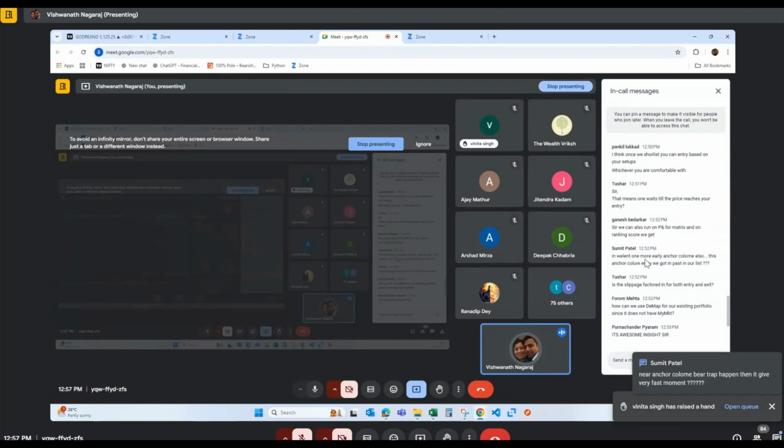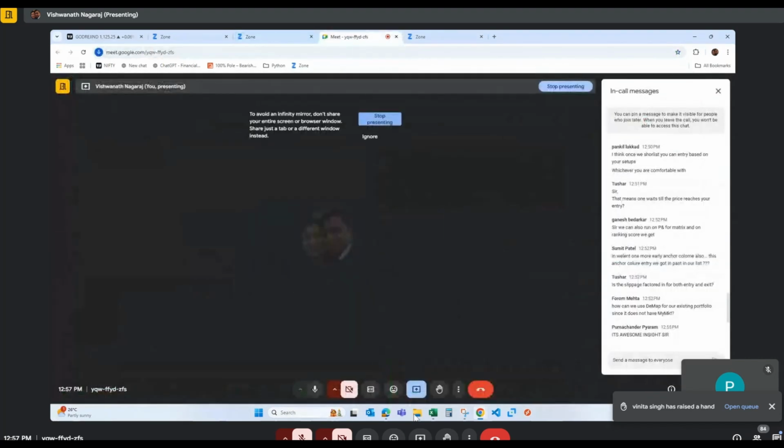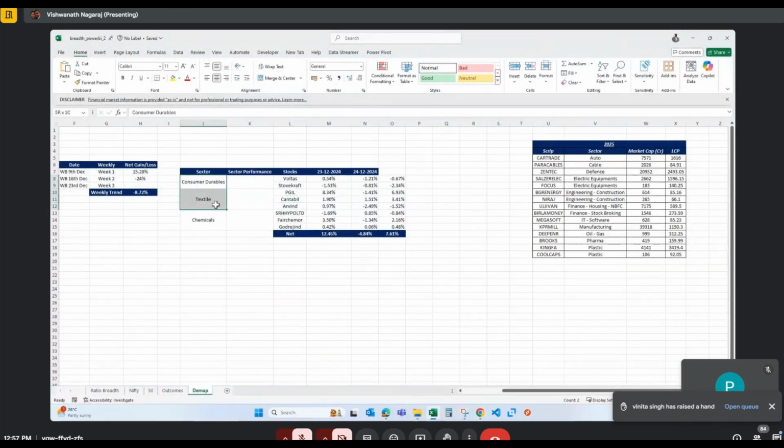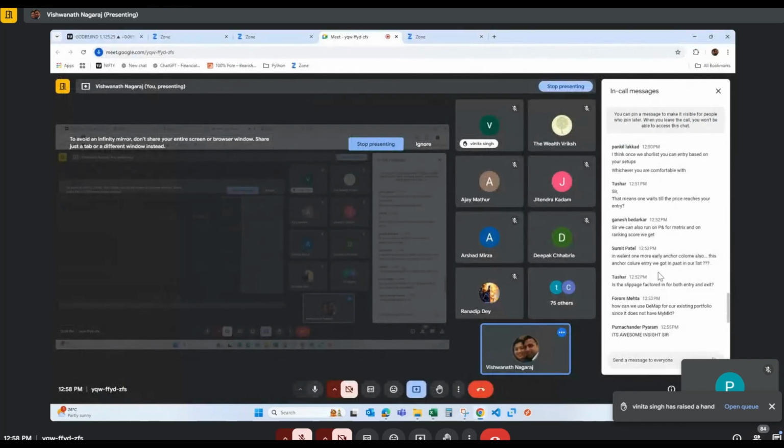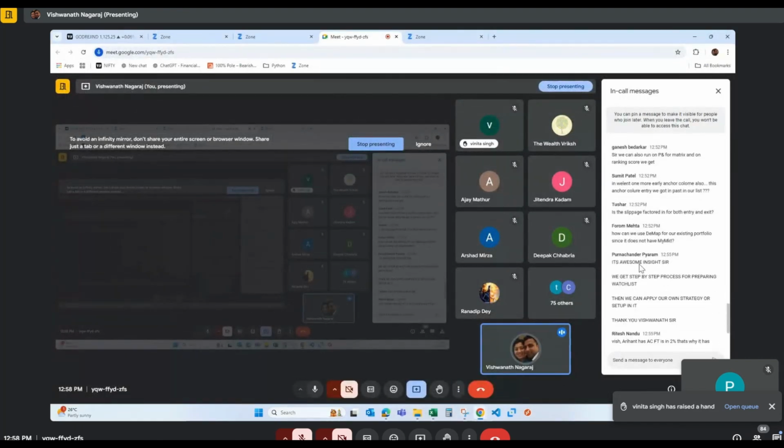In Valent, one or more early anchor column also. This anchor column entry we got in the past in our list. If I would have scanned earlier, I would have got it. Sumit, maybe because the last week when I scanned, if you see my Excel sheet, the last Sunday when I scanned, I got consumer durables, textile, and chemicals. Now, in 2 days of market action, it has changed from consumer durables to construction and media, right? So when you scan matters. So that's how we would have missed that anchor column follow through.